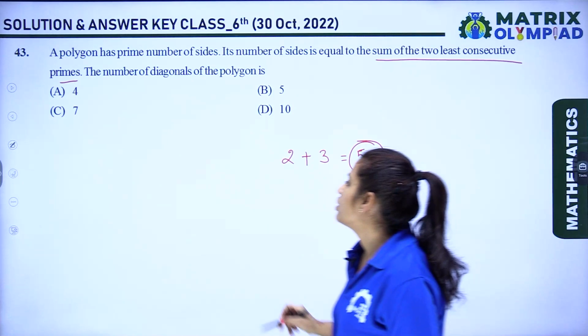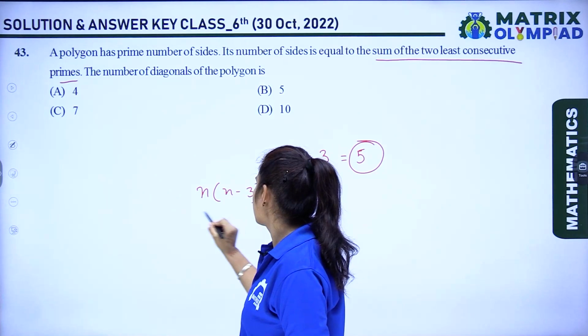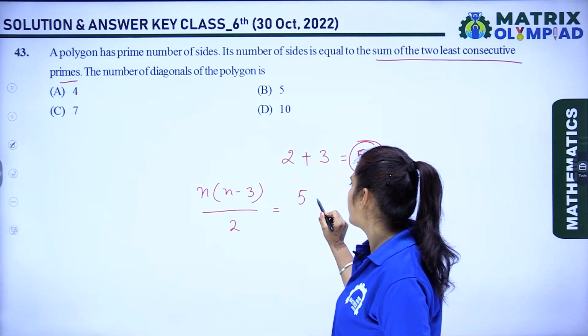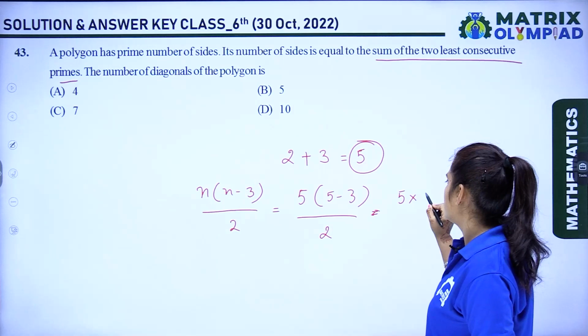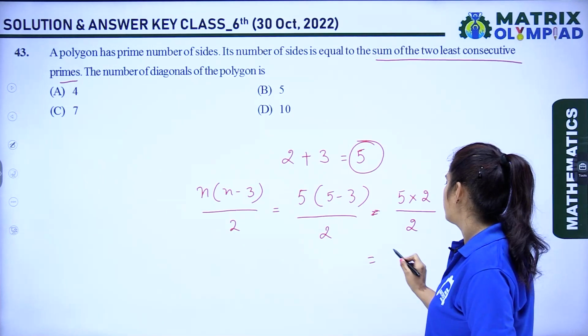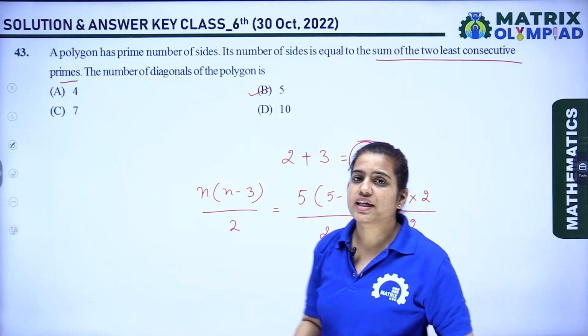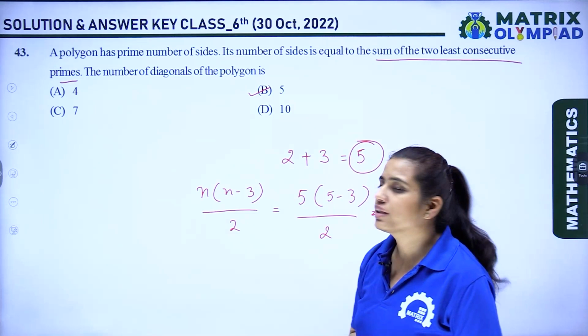So we are going to use the formula n(n minus 3) upon 2. By putting the value of n, that is 5(5 minus 3) upon 2, we get 5 multiplied by 2 upon 2, that is equal to 5. So here option B is the correct answer, as there are a total of 5 diagonals in this polygon.